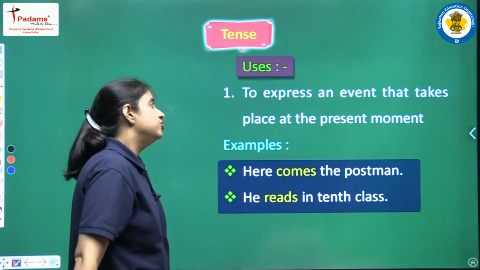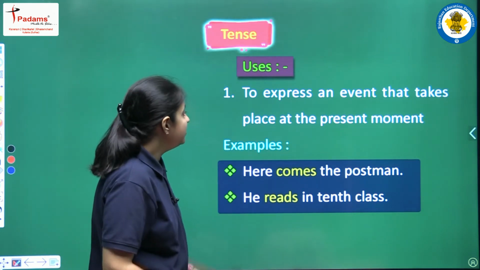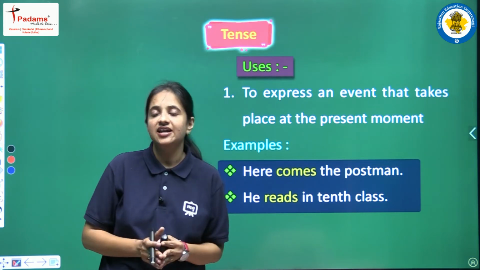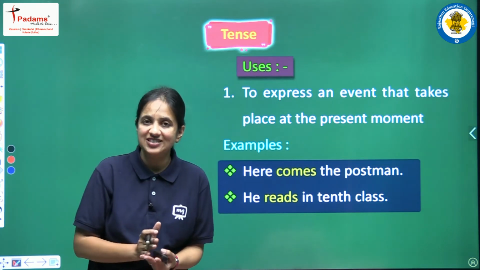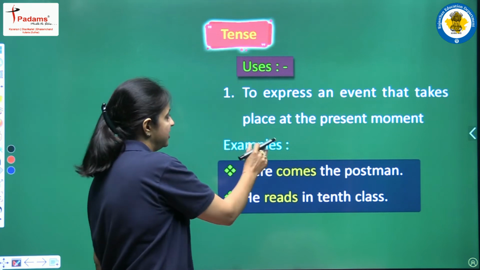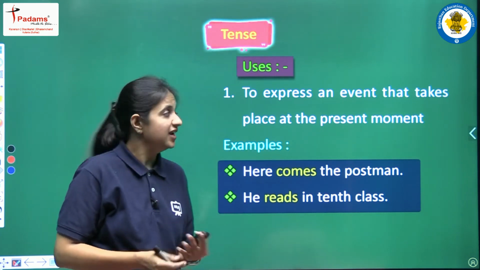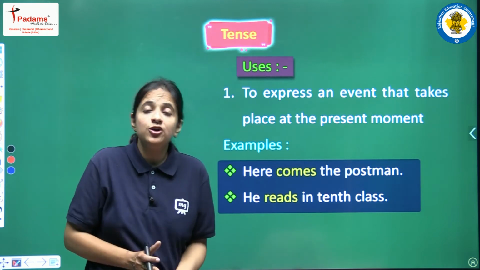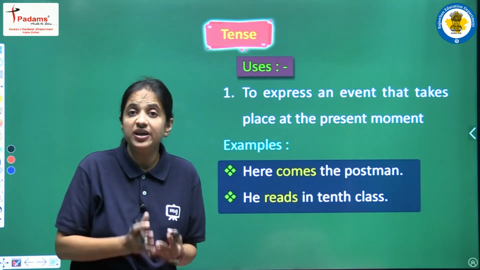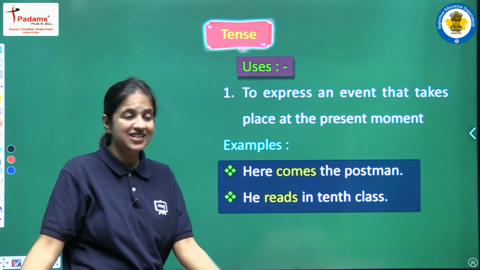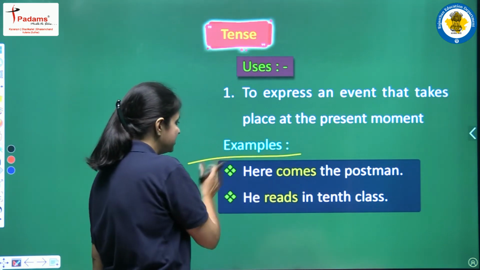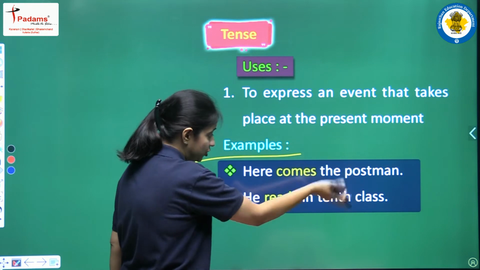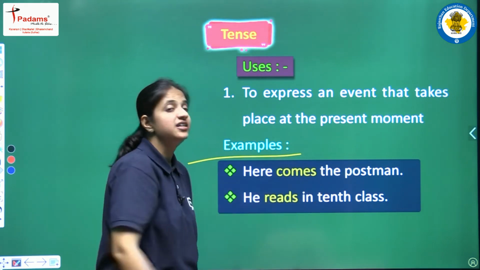First use, to express an event that takes place at the present moment. So the first use of this tense is we use this tense to express one of the event that is taking place at the present moment, or we can say at the time of the speaking of the sentence. So what it means? So we are having some of the examples. Let's see. Here comes the postman. He reads in 10th class.